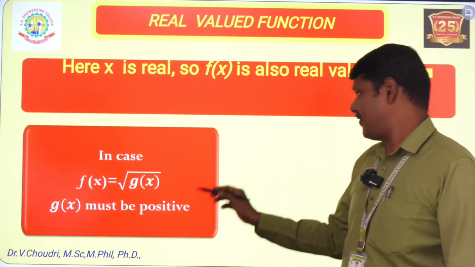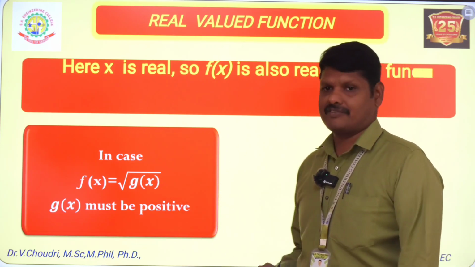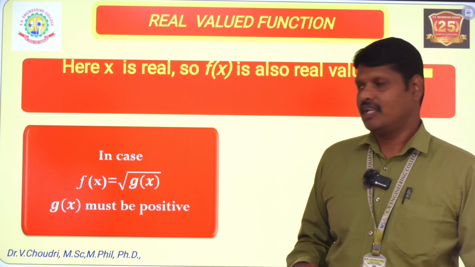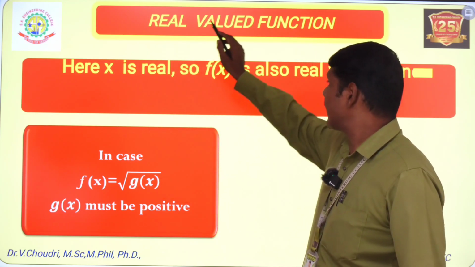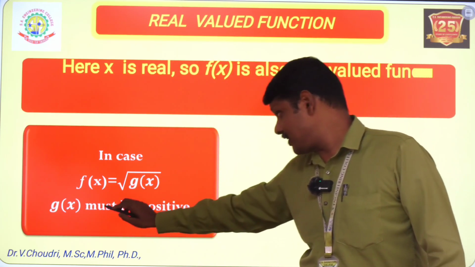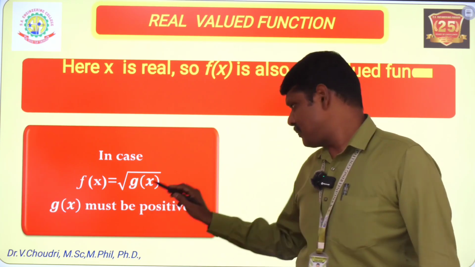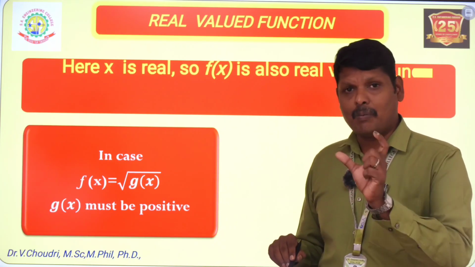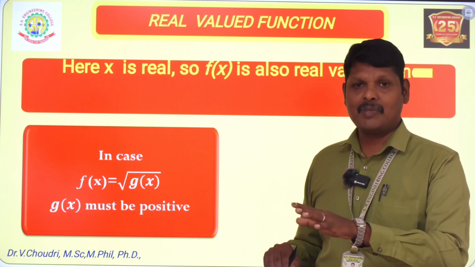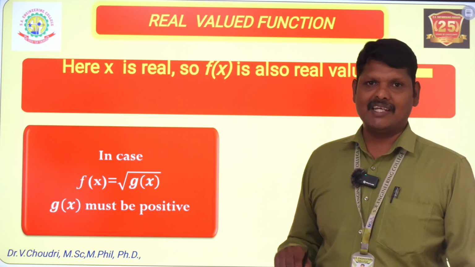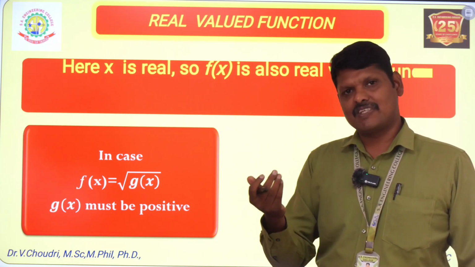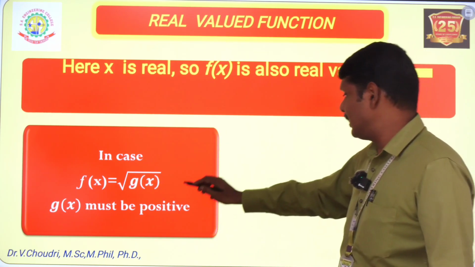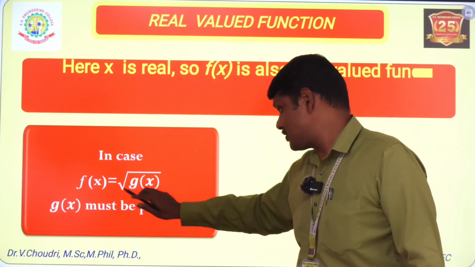In case f of x equal to square root of g of x, we define the function f of x equal to root of something function. As per the condition of real valued function, here g of x must be positive. Why must it be positive? Suppose g of x is negative. What happened? Root of minus something, the result comes plus or minus i. Once the answer comes with plus or minus i, it comes under complex numbers. So negative values are not allowed. g of x must be positive.